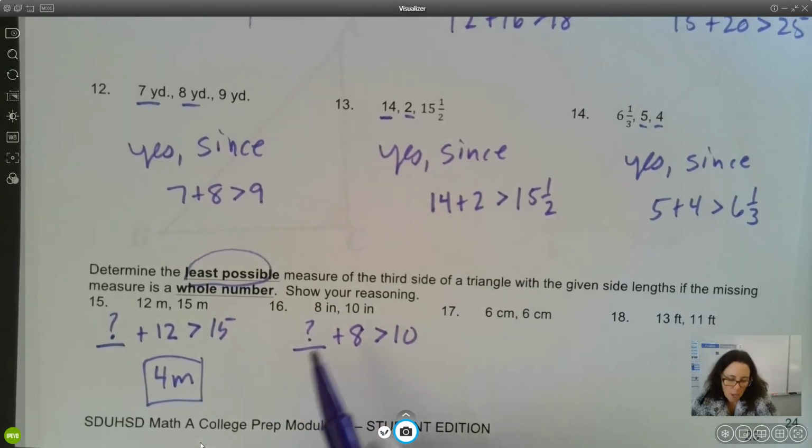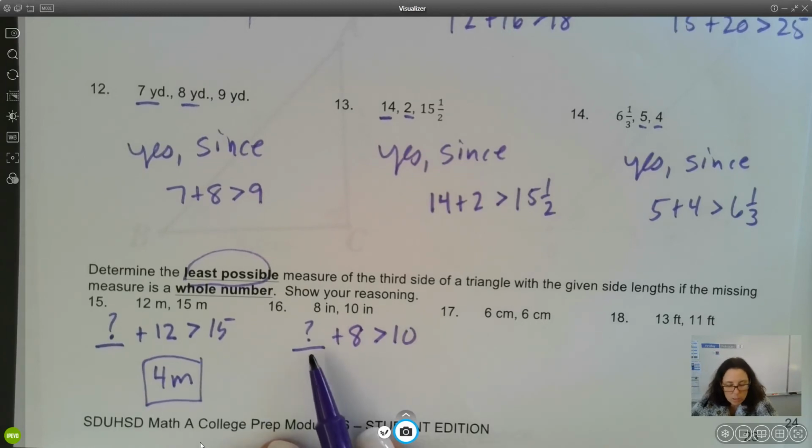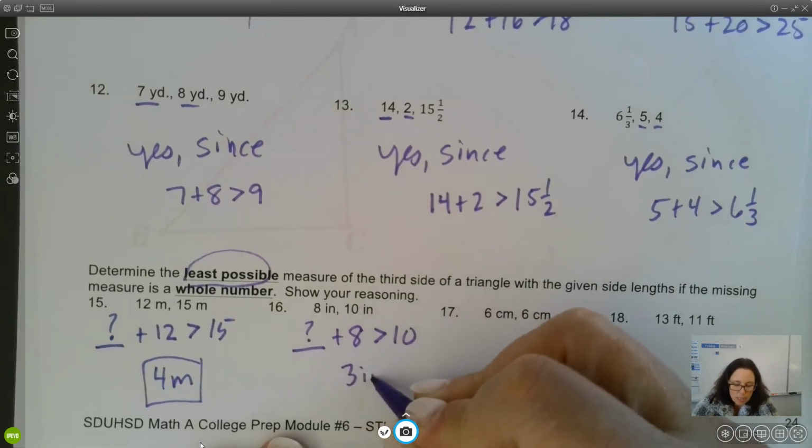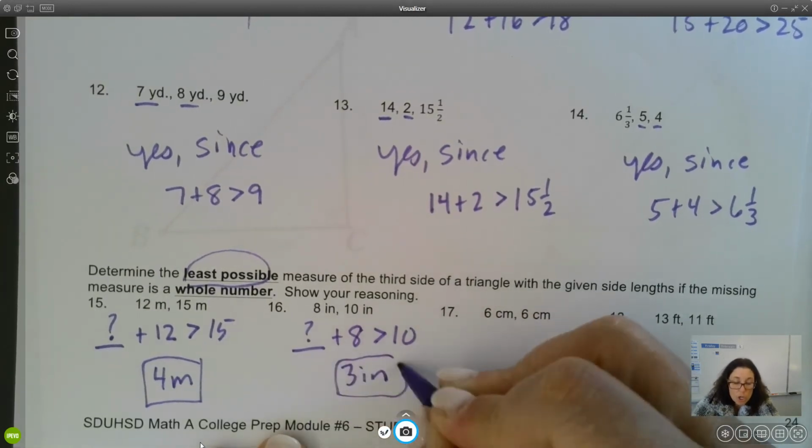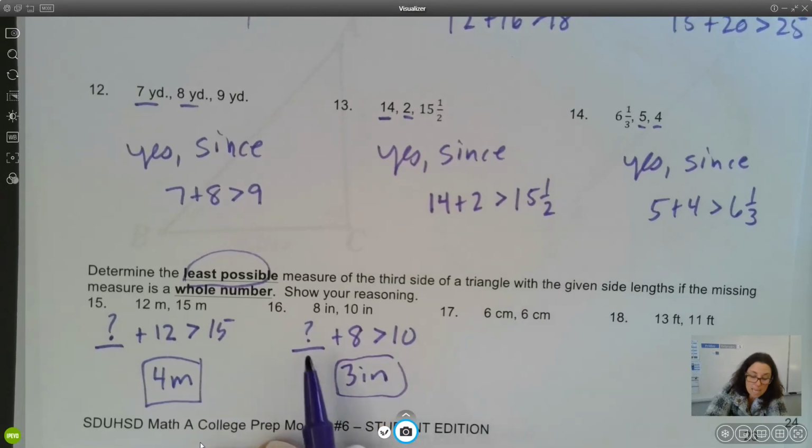Okay, let's think of some possible numbers. 10 would work. 5 works. Ooh, does 2 work? 2 is equal. So we need to go one step larger than that. So 3 inches. 3 inches is the smallest. There are many that we could put in here, but 3 inches is the smallest.